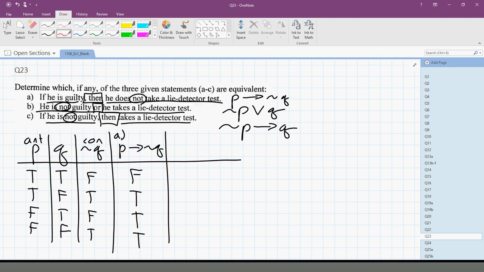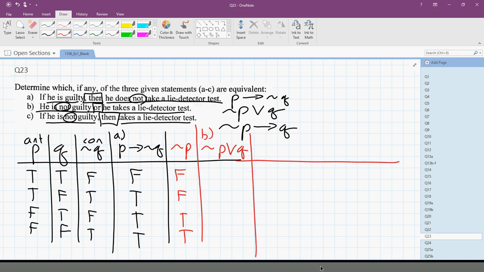Now let's figure out what statement B looks like. So what do we need this time? All right, we got to negate P first. So negation of P leads you to false, false, true, true. And then now we can do the or. So this is statement B. Or is only false when both are false. So it goes true, false, false, false, true, true, and false, true.